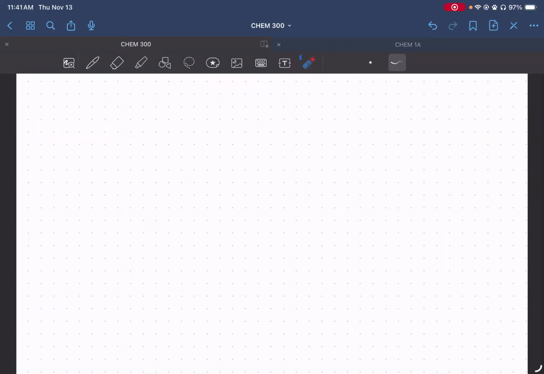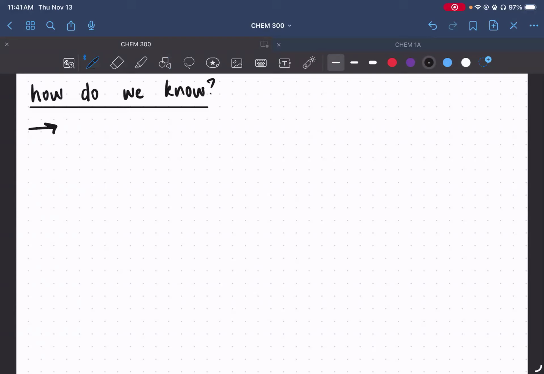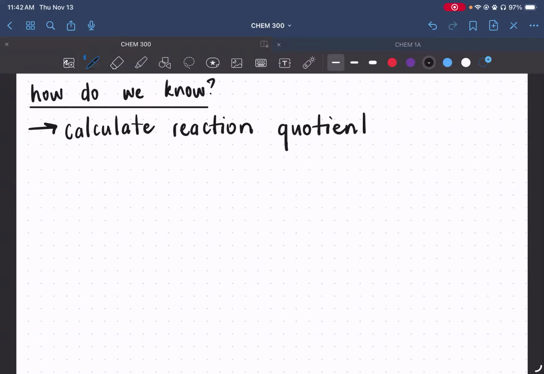So since we can't quite see chemicals in a beaker or flask pulling on a rope, how do we know if a reaction is at equilibrium? Well, here's where we introduce some math. We will calculate what's known as the reaction quotient. This is given the symbol Q sub C, reaction quotient.